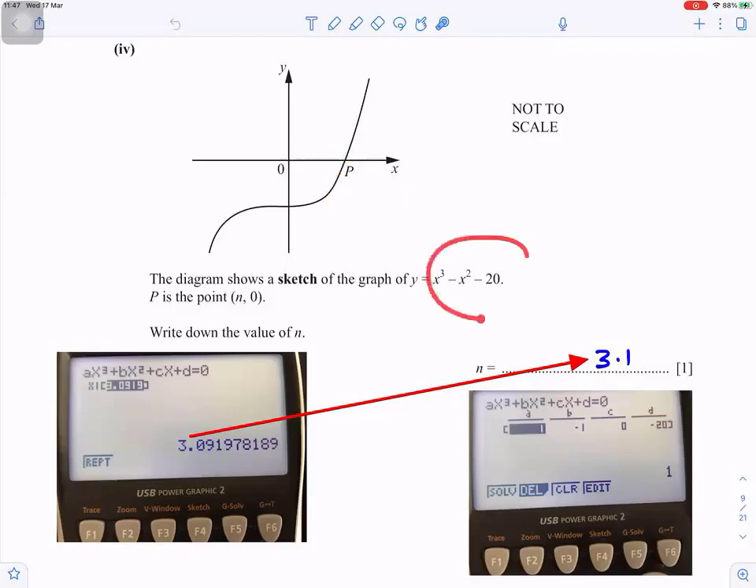So you want to solve this in your calculator. It's a cubic equation. So for x cubed, you go to solving polynomial. So the number in front of x cubed is 1, which you put in your calculator. And then the number in front of x squared is -1. There's no x, so that will be 0. And the other number is -20. And when you put it in your calculator, you will get 3.09197, which you can round to 3.1. So this is all done on your calculator.